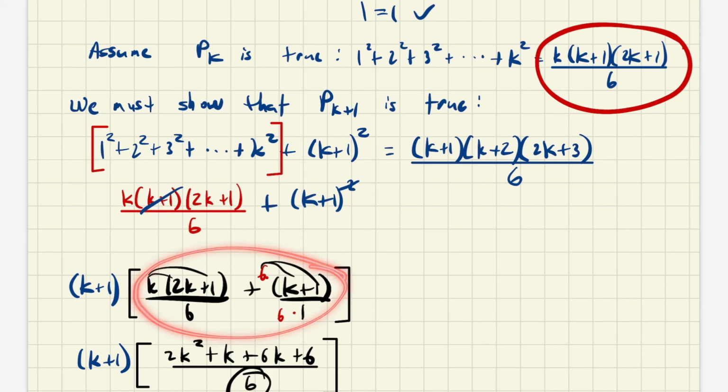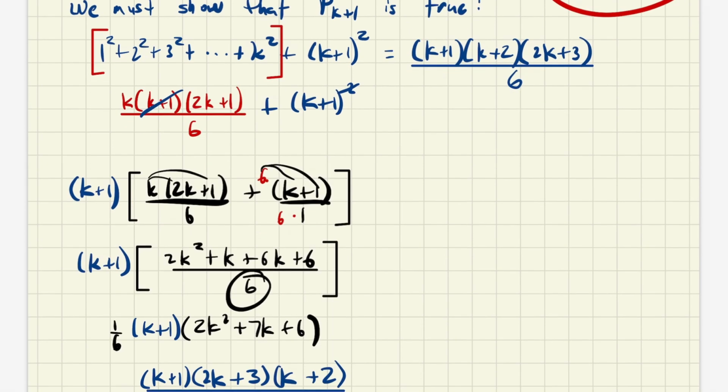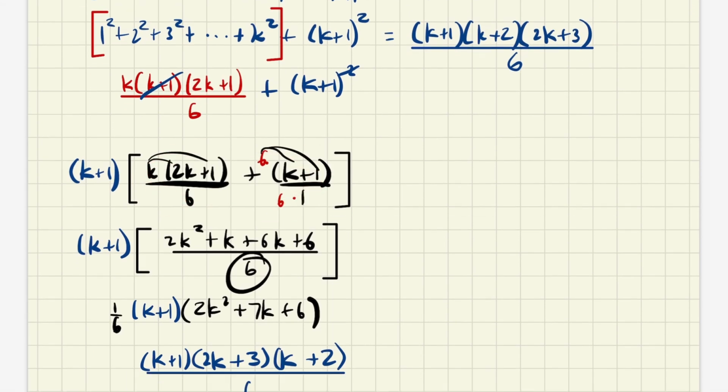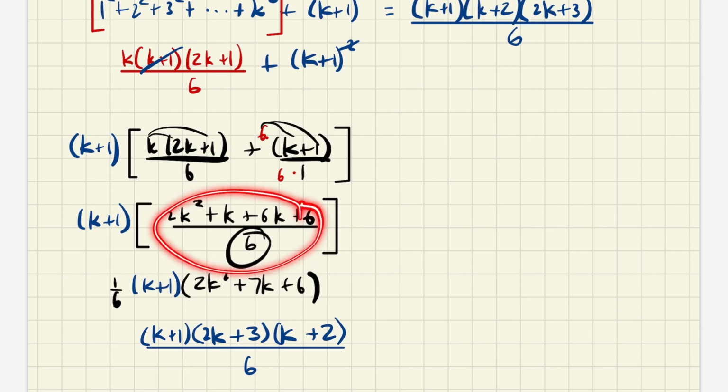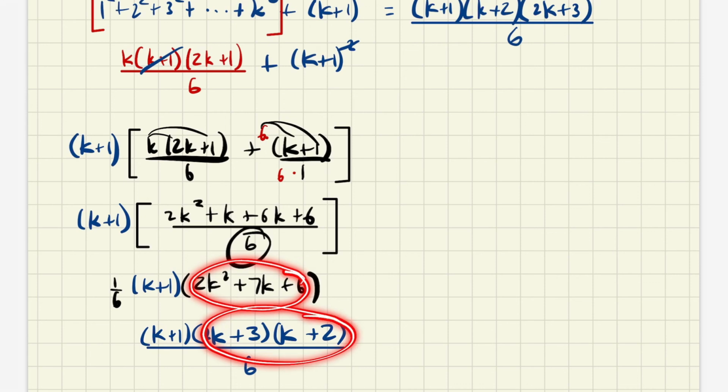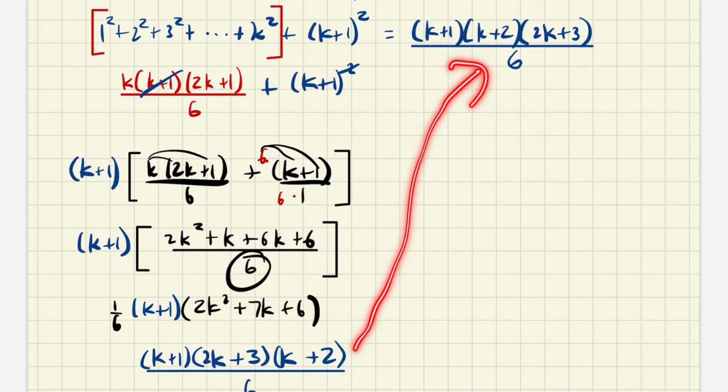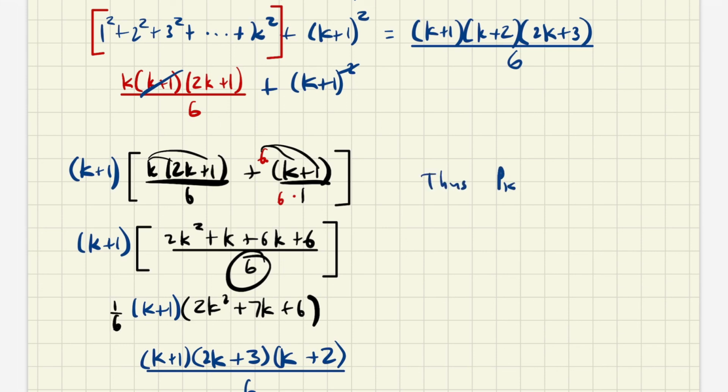So now we end the proof by saying, thus, P sub k plus 1 is true. Hence, P sub n is true for every positive integer n. That concludes this section.